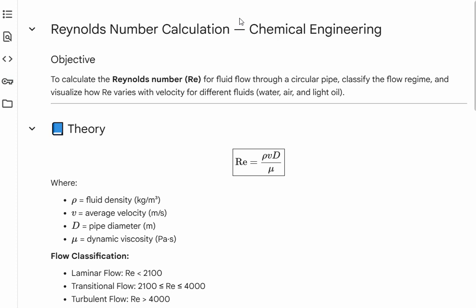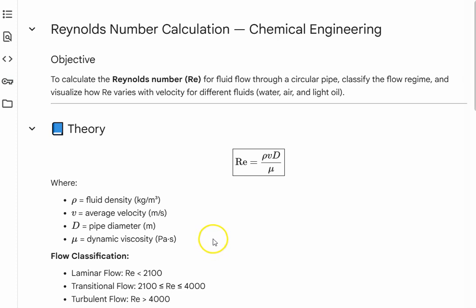The formula is simple: Re equals rho times V times d divided by mu, where rho is fluid density, V is average velocity, d is pipe diameter, and mu is dynamic viscosity. The Reynolds number also helps us to predict the flow regime.